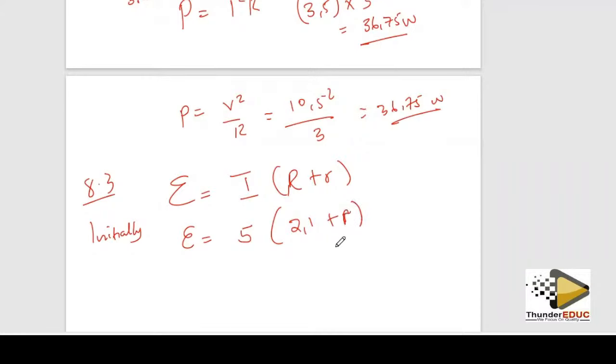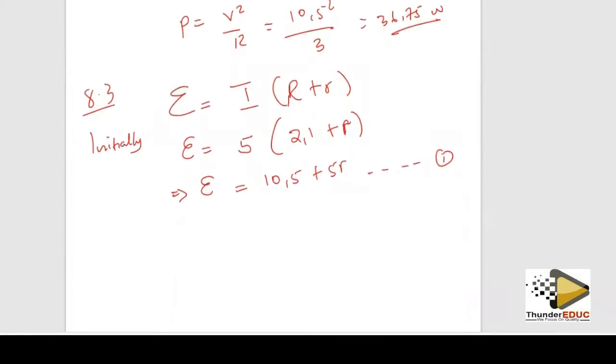plus R. I can simplify this further so that my EMF is going to be 2.1 times 5. That gives us 10.5 plus 5R. I can call this equation number 1.